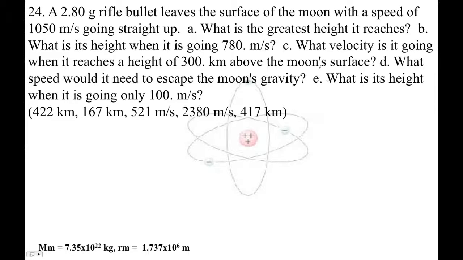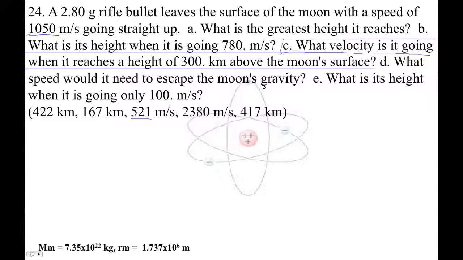Now let's solve this problem. What is the speed of a bullet shot from the surface of the moon at some speed, at some height above the moon? We need to figure out its speed when it's 300 kilometers above the moon's surface. Remember that it's going to be going slower than the speed you launched it from the surface. So if you launch it at 1,050, when it's 300 kilometers above the moon's surface, it should be going slower. We're hoping it'll be some answer like that.